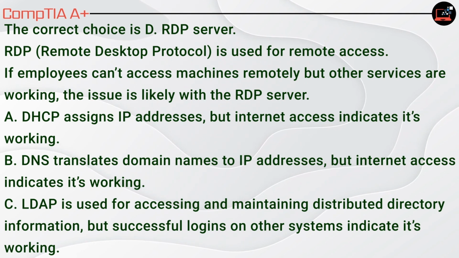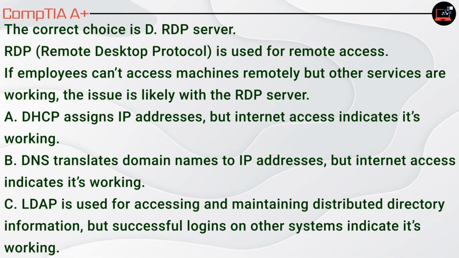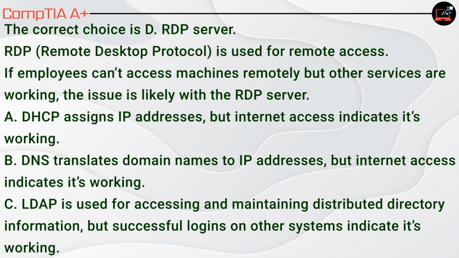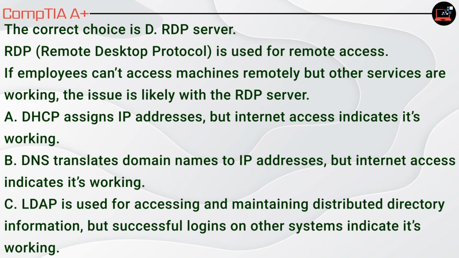A, DHCP assigns IP addresses but internet access indicates it's working. B, DNS translates domain names to IP addresses but internet access indicates it's working. C, LDAP is used for accessing and maintaining distributed directory information, but successful logins on other systems indicate it's working.